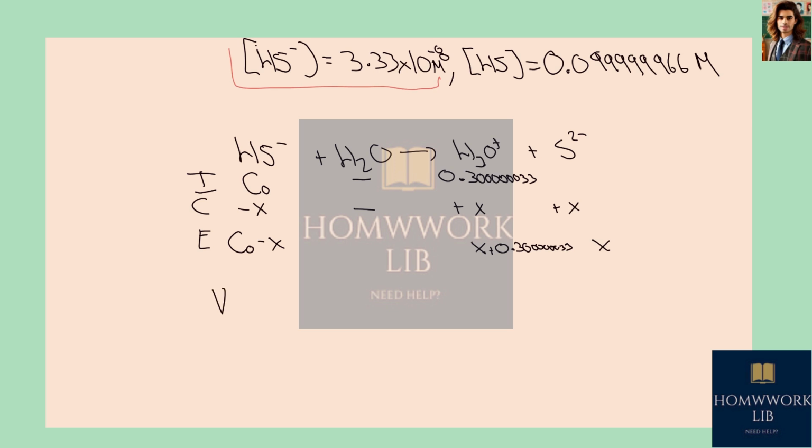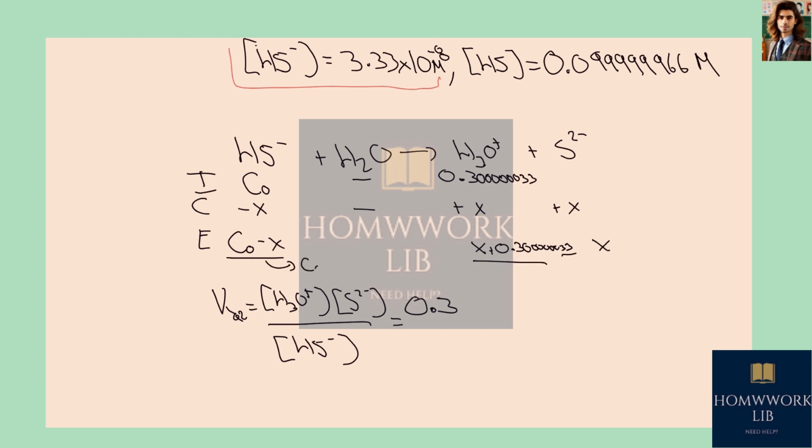That means that our Ka2 is equal to the concentration of H3O plus times the concentration of S2 minus, divided by the concentration of HS minus. Replacing the values again, I'm going to just put it as 0.3. It makes no sense numerically to include all of those zeros. It is not going to affect the result at all. And we know that X is going to be even smaller in this case, right? So I can use the same approximation: this is essentially C0, and this is essentially 0.3.